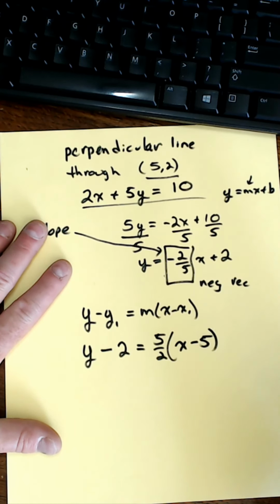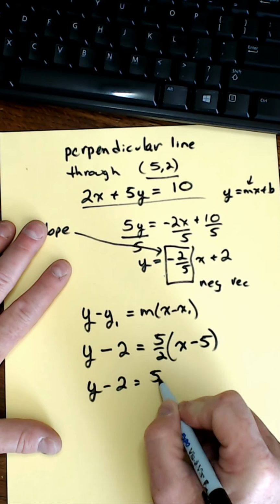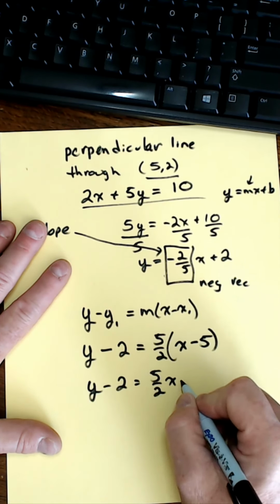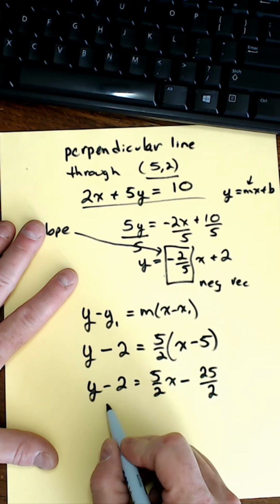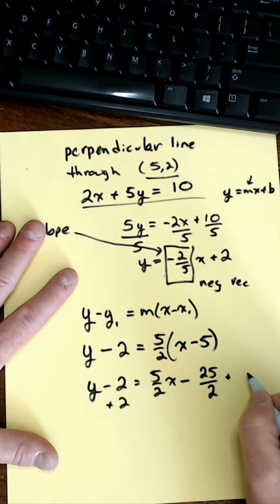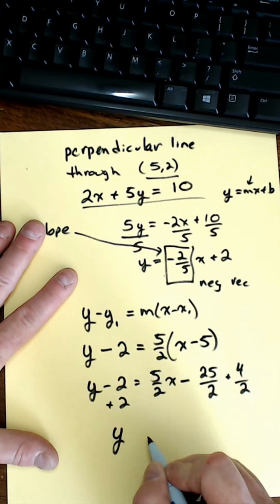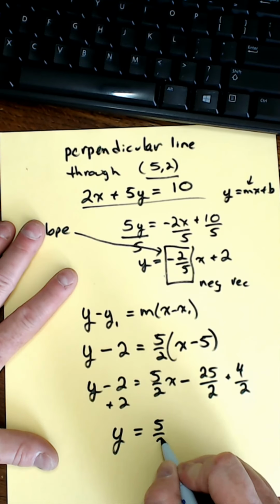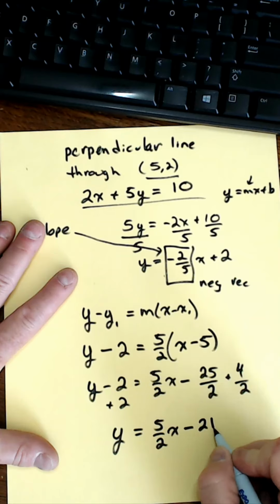Great. Now I'm just going to multiply it out. I'm going to get 5/2 x minus 25/2. I'm going to add 2 to both sides. So that's going to be 4/2 over here and 2. So I'm going to get y is equal to 5/2 x minus 21/2.